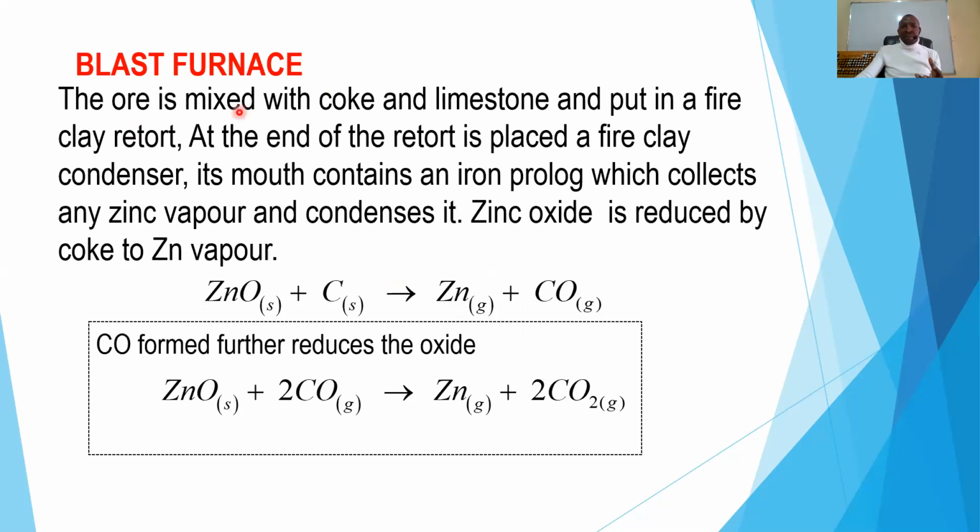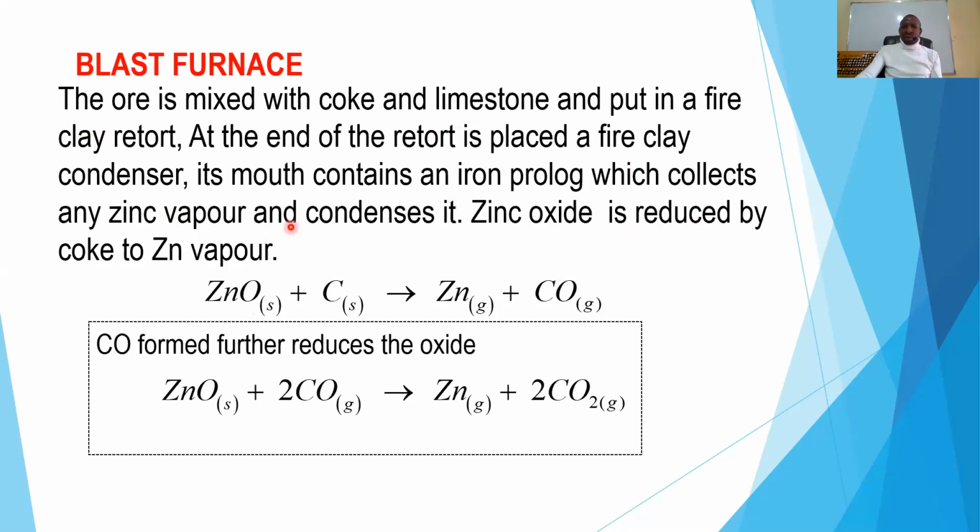In the blast furnace, we feed the furnace with coke, limestone and the lead oxide. So we talk about the fire clay retort, or rather the blast furnace. At the end of the retort is placed a fire clay condenser. Its mouth contains an iron prolong which collects any zinc vapor and condenses it. Zinc oxide is reduced by coke to zinc vapor, as you can see.